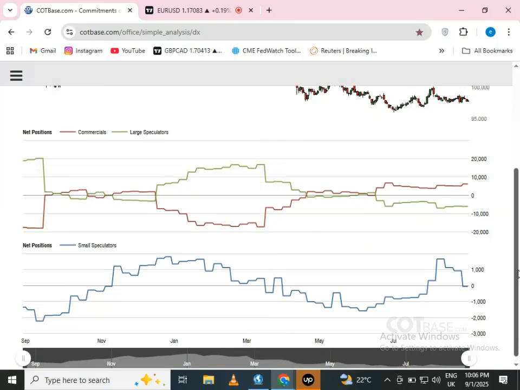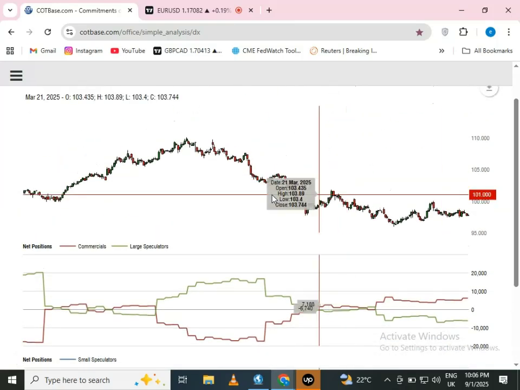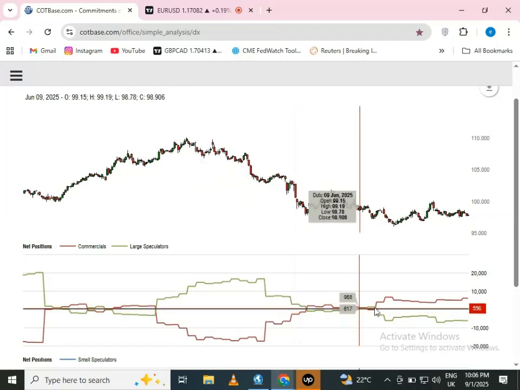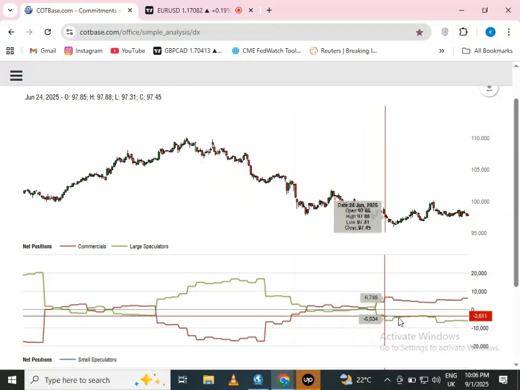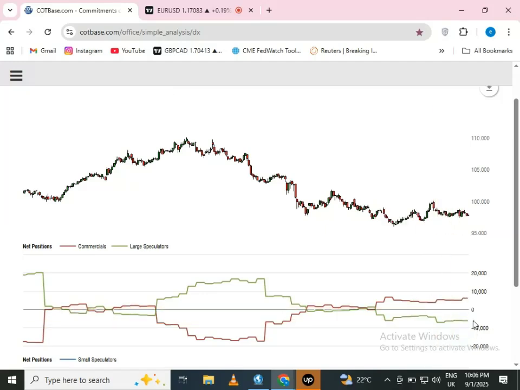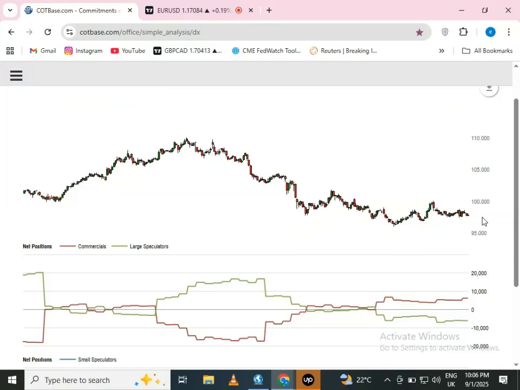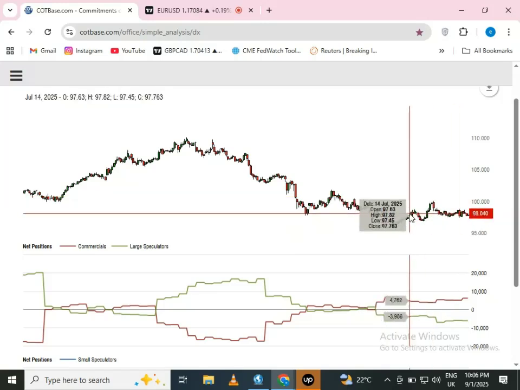Since March, they are decreasing their positions. You can see on the chart the price was going down, and those official speculators are short. As you can see, they're still short on this pair. So when you look at the graph of the market, you see they're short. You have to understand that the large speculators are buying the euro while they're selling the dollar.